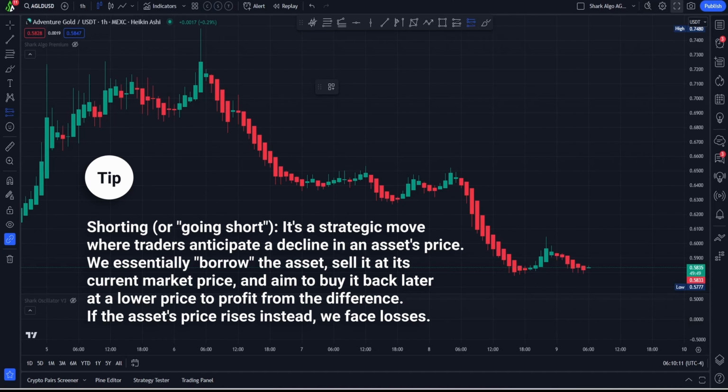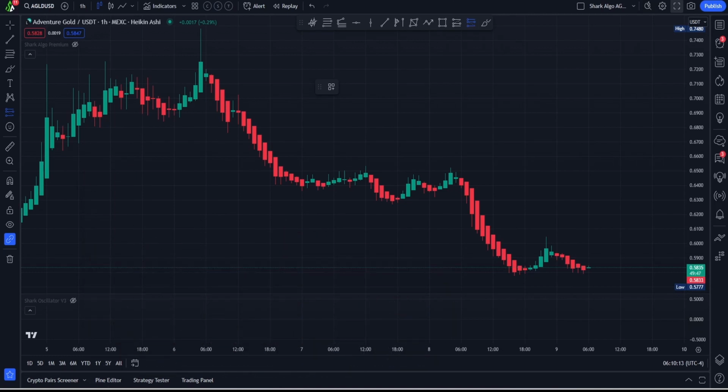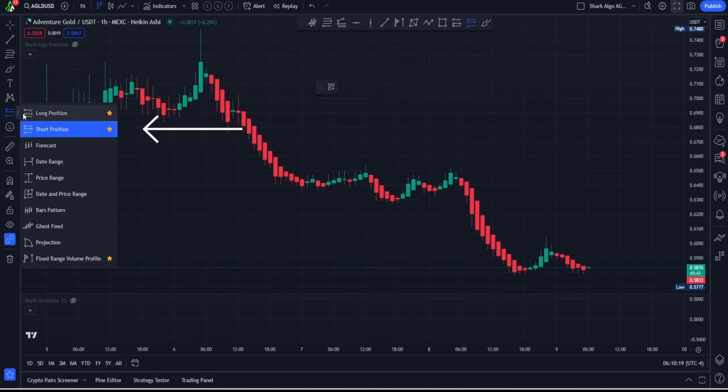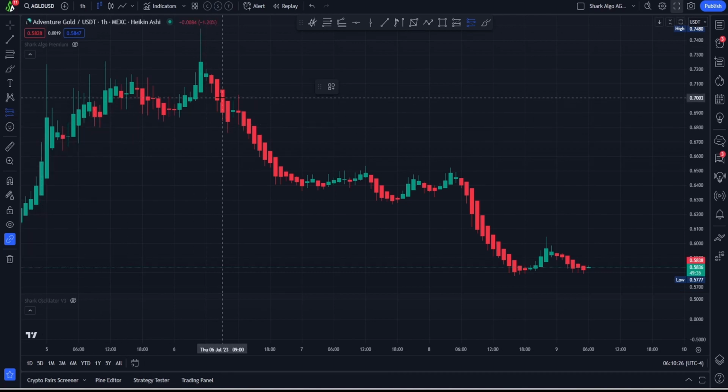So I'm just going to slide that over here on my other screen. But that's what we're going to be looking at right now. So that's what we're going to visualize. There are multiple ways of doing it. The best way, the easiest way is to use these tools right over here on the left side. So the short position tool, we're going to click that because we're going short.